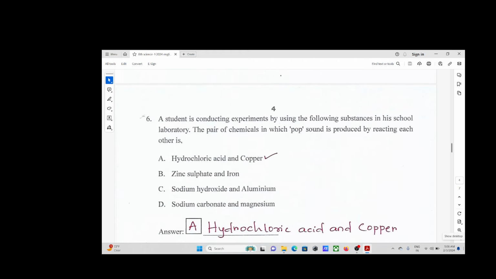Question number 6, a student is conducting experiments by using the following substances in his school laboratory. The pair of chemicals in which pop sound is produced by reacting each other is option A, hydrochloric acid and copper, option B, zinc sulfate and iron, C, sodium hydroxide and aluminium, D, sodium carbonate and magnesium. Correct answer is option A, hydrochloric acid and copper.